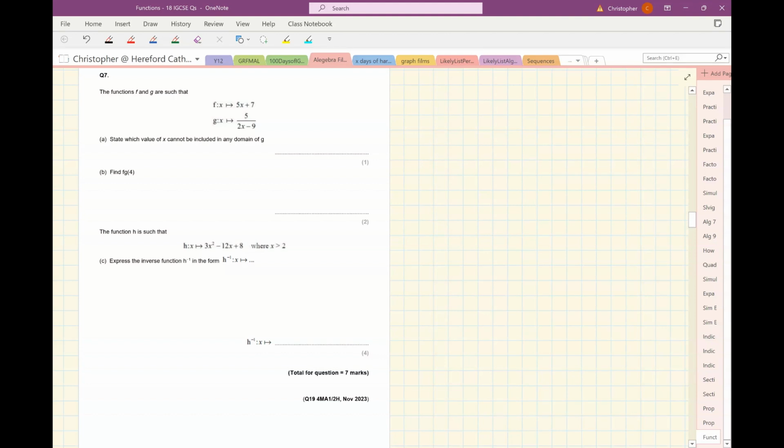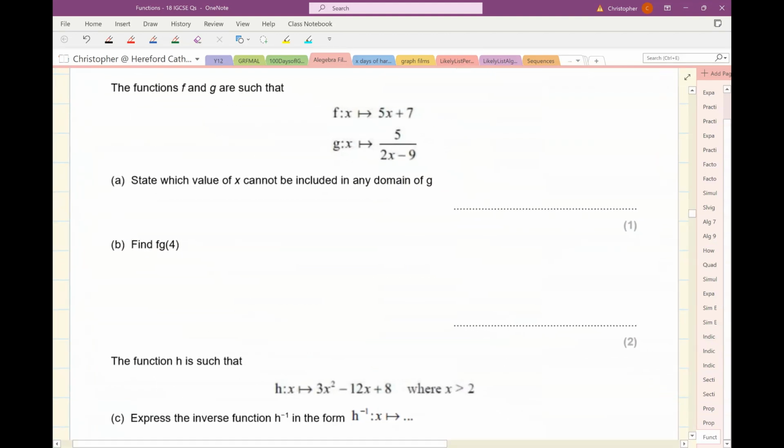Question 7. Right, the functions f and g are given to me there. State which value of x cannot be included in any domain of g. Well, it's the value of x which is going to make the denominator 0, and that value of x is going to be 4.5. All I've done there is solve the equation 2x minus 9 equals 0 to find the value of x which makes 2x minus 9 equal 0.